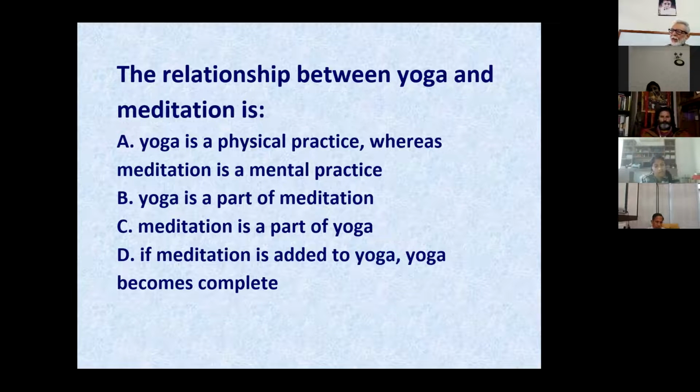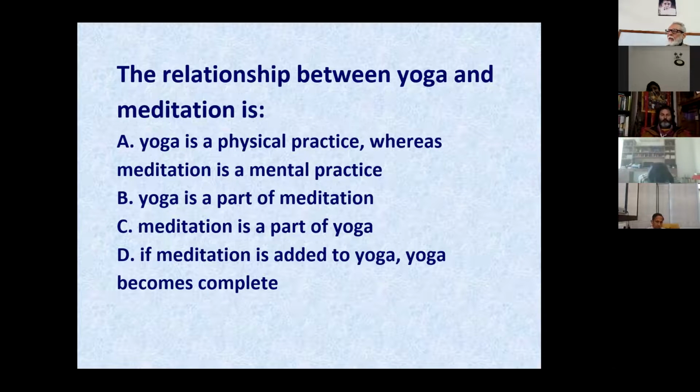See, meditation is a part of yoga. This is an even more common error... sorry, this is not an error. This is actually true. Meditation is a part of yoga. Now, this is not how people generally look at it. They look upon yoga and meditation as two separate things.